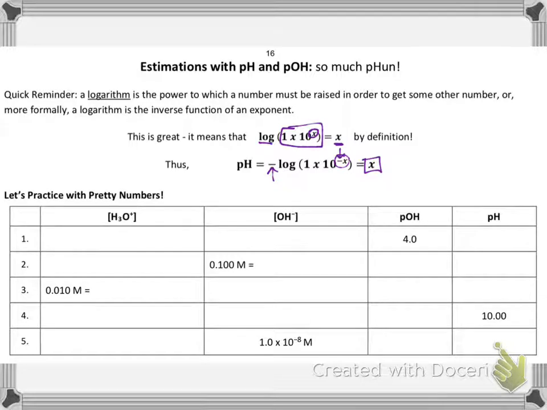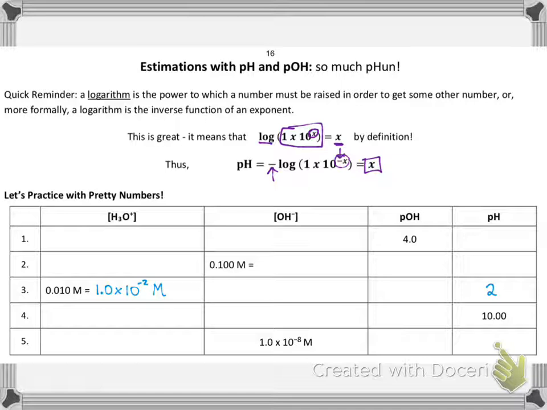So let's look at an example, because it's actually pretty straightforward. I'm going to skip down to number 3, since that's the one giving us the concentration of protons. Now, this, of course, is not written in scientific notation. You're going to want to put it in scientific notation, because that's what makes this easiest to do. And 0.01 is just 1 times 10 to the negative 2. And that makes the pH really easy to find, because if you take the negative log of 1 times 10 to the negative 2, the pH is 2.